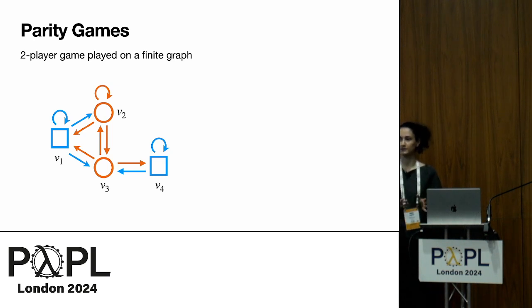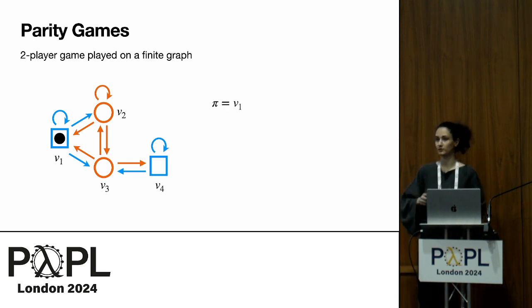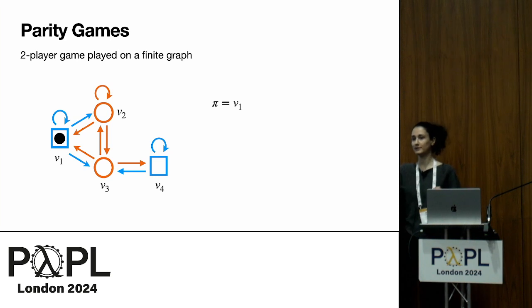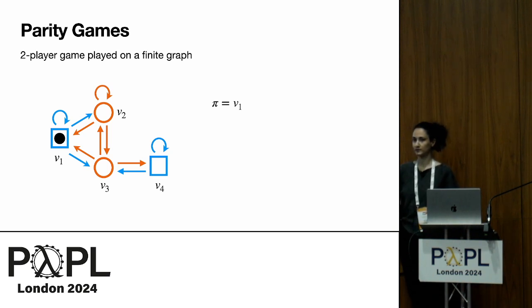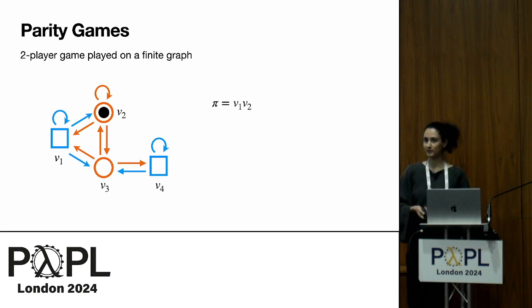The nodes are divided between two players, the circle player and the square player. And the play is just a trajectory drawn by a token being shifted through the edges by the owner of each node. An example is displayed, pi, that starts from V1. Now the square player can either decide to take the self loop or take the edges to V2 or V3. Let's say it takes it to V2. Then now the circle player decides what to do next.